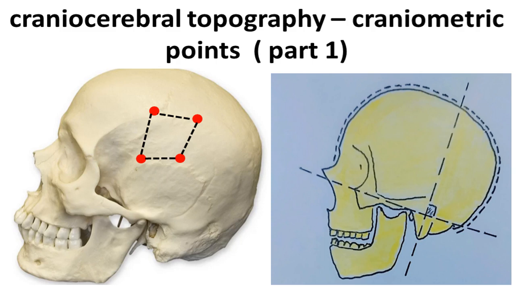Today we are going to start our surgical anatomy series regarding the skull and the brain. We will start with the craniocerebral topography, and in this video we will look at the lateral surface of the skull to study only 4 craniometric points, and then we will continue studying the other points and parts in a step-by-step manner in the following videos.